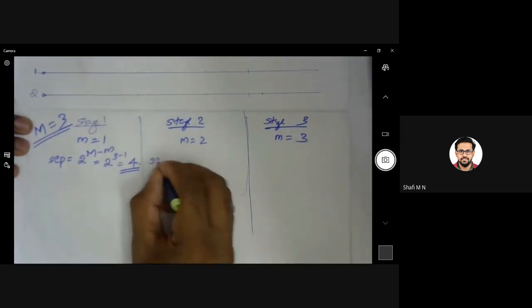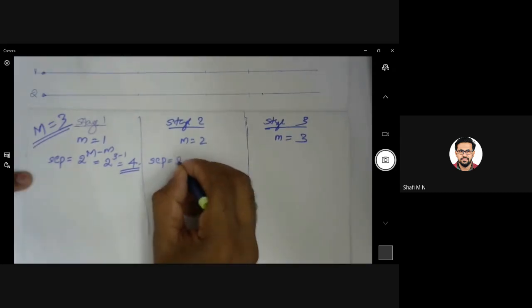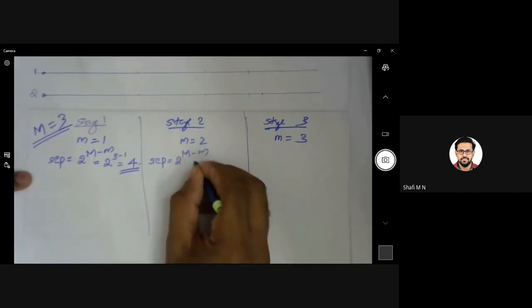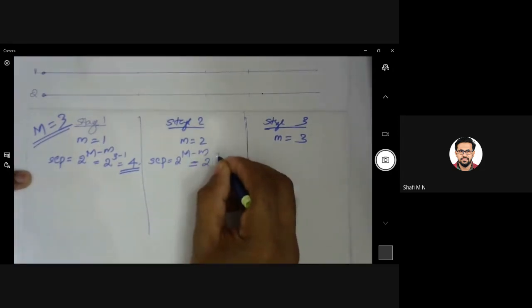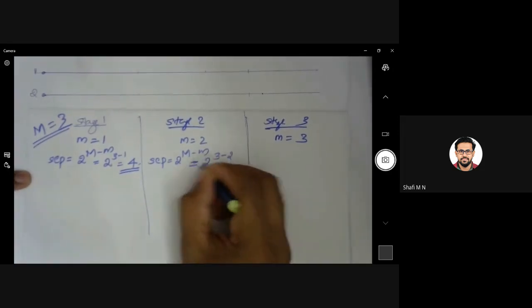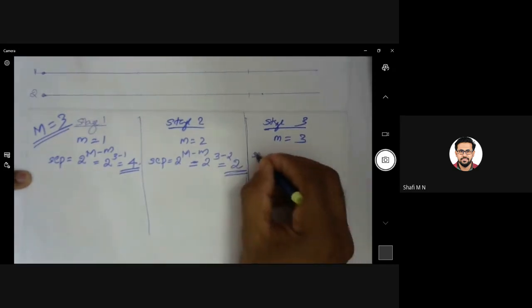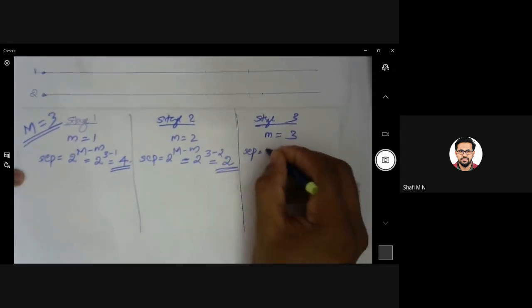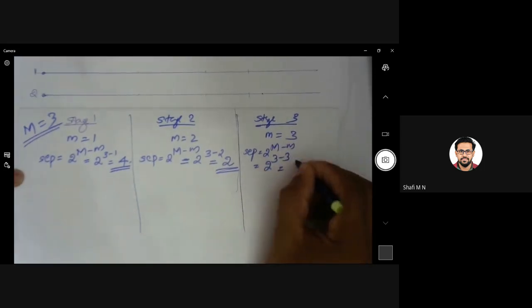Let me do all the calculations. For the second stage, the separation is 2 raised to M minus m, which is 2 raised to 3 minus 2, that is 2 raised to 1, so this is 2. And for the third stage, the last stage, 2 raised to M minus m is equal to 2 raised to 3 minus 3, isn't it? So this will be 1.